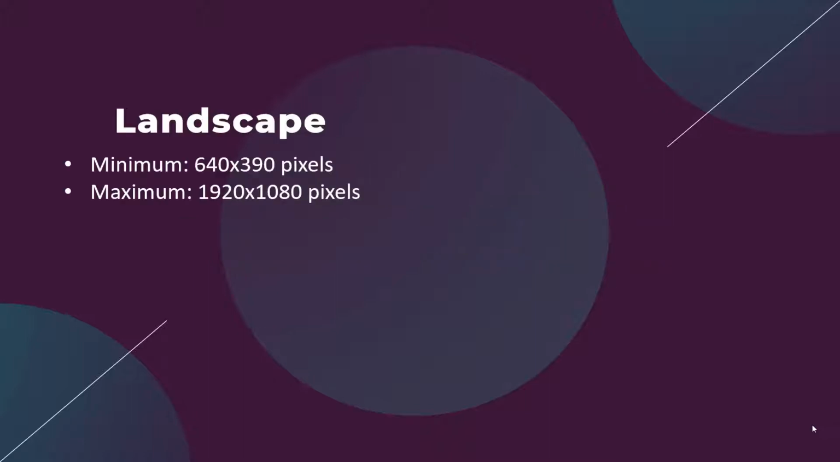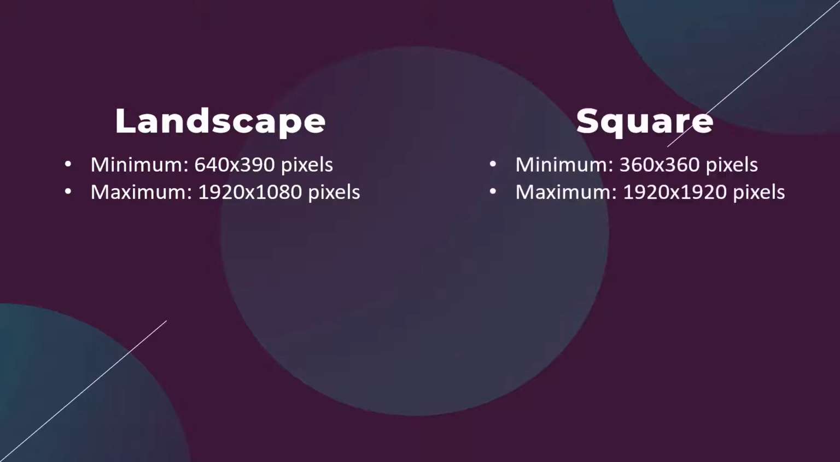The first is landscape, and odds are this is the ratio that you're most familiar with. All the videos that you see on the Paid Media Bros channel follow the maximum landscape pixel ratio, and that's 1920 by 1080. The second video ratio is going to be square, so this is a 1:1 ratio.